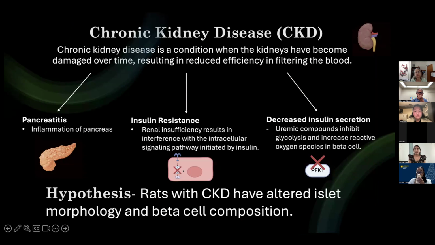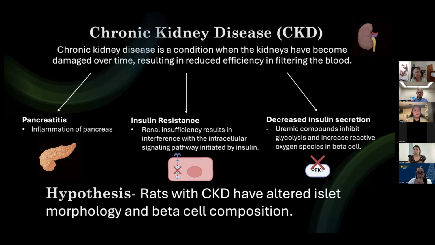For the purpose of this project, I focused on chronic kidney disease. Chronic kidney disease is a condition when the kidneys have become damaged over time, resulting in reduced efficiency in filtering the blood. The main detrimental effect of chronic kidney disease is the buildup of uremic toxins, and these uremic toxins affect many organs in our body, including the pancreas.